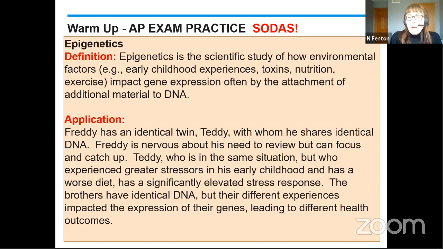So if you want to think about epigenetics, here's a tip. It's how non-genetic factors influence how and if genes are expressed. You can think of genetics as the blueprint, right? The hardwired inherited genes that Freddie and Teddy have that are identical. And epigenetics is the architect, right? The architect reading those blueprints is going to put their own stamp potentially on it. It might come out slightly different. And those are your epigenetic markers that can change during your lifetime.